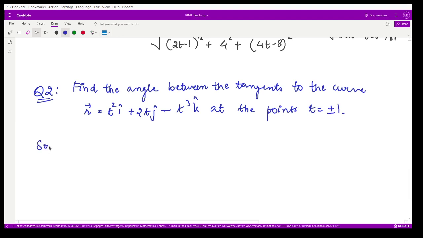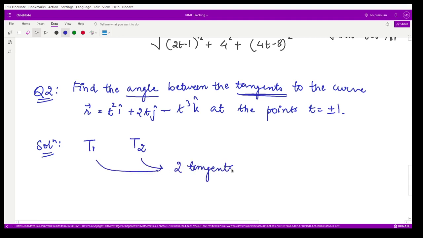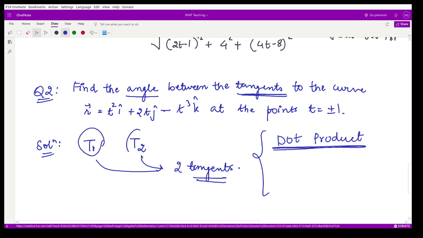So here you have to calculate what is the angle between the tangents. Suppose the first tangent is defined by t1, the second tangent is defined by t2. These are the two tangents, right? So how do you calculate the angle between them? For that we will define the dot product. Now what does this dot product represent? It represents the similarity between these two vectors, the vector t1 and the vector t2.